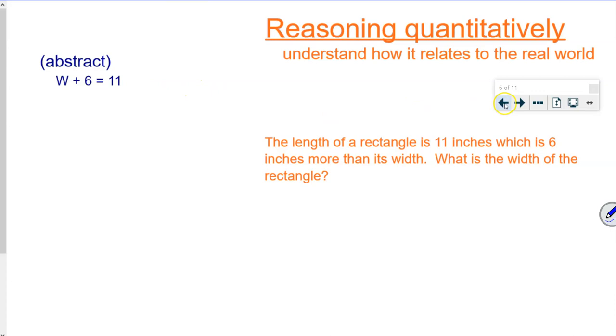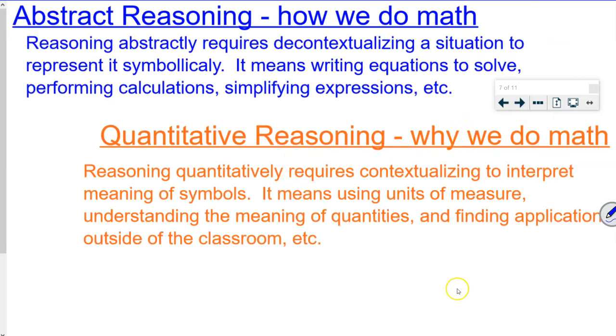So understand, again, these two situations are talking about the exact same thing. Is one of them more simple to solve? Absolutely. But are they still showing the same information? Also, yes. And that's what we're really talking about with reasoning abstractly and quantitatively.